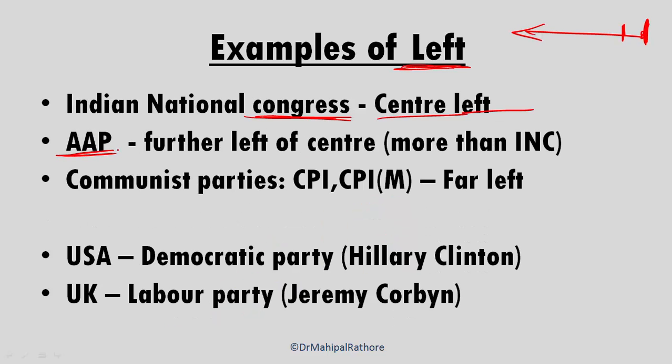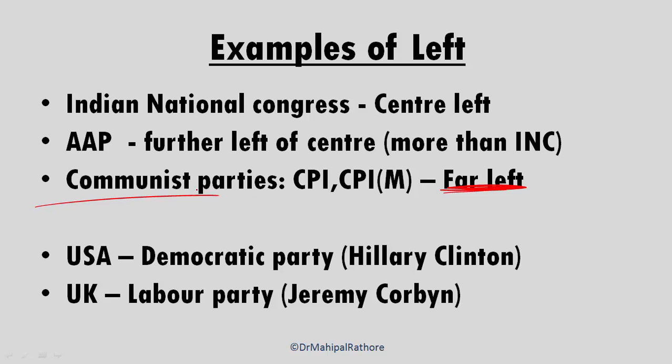Then we have Aam Aadmi Party, although they say that we are neither left nor right, but looking at the work that they have done in Delhi for the past 2 years and the policies they have started, it can be said that they are also left. So they are somewhere a little bit more left to the Congress. So this is Congress, this is Aam Aadmi Party, and then in the far left we have Communist Parties of India. That is CPI, Communist Party of India, then Communist Party of India, Marxist, they are far left because they are communist parties.